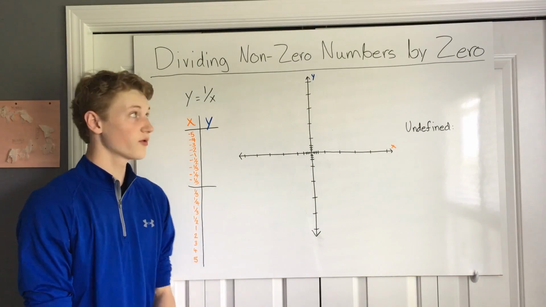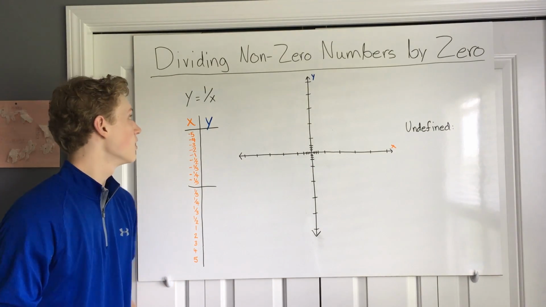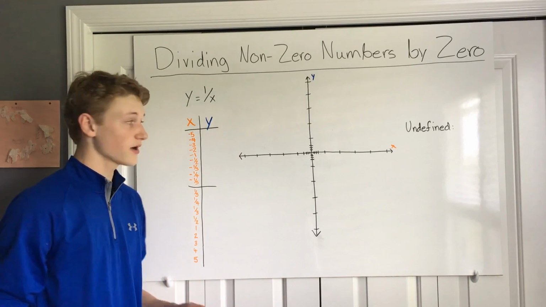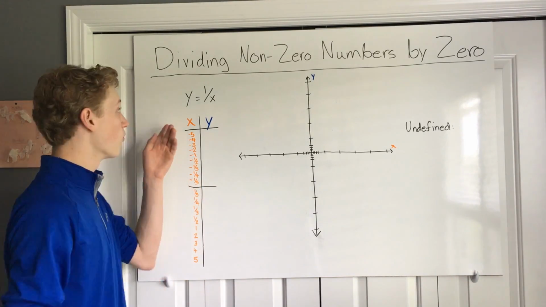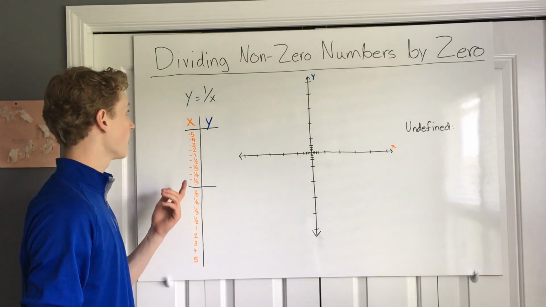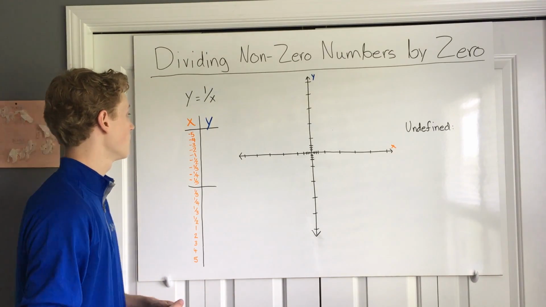So we're going to start off with what happens when we divide non-zero numbers by 0. So we're going to specifically look at y equals 1 over x and graph that, because this is an excellent equation to understand what happens to y as x approaches 0. And that's a great use of dependent and independent variables.